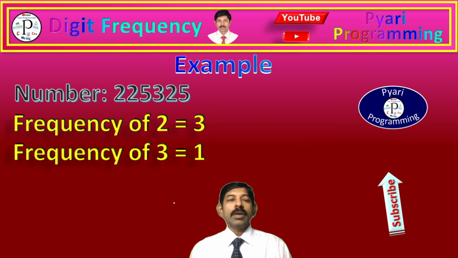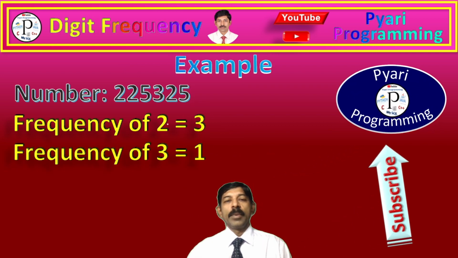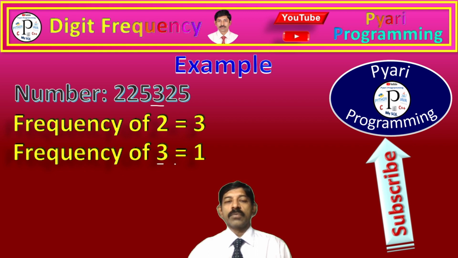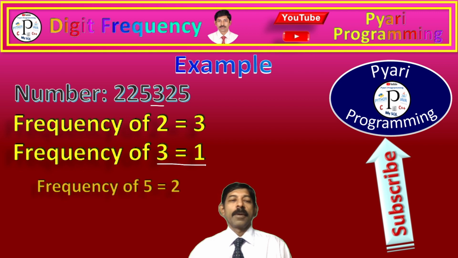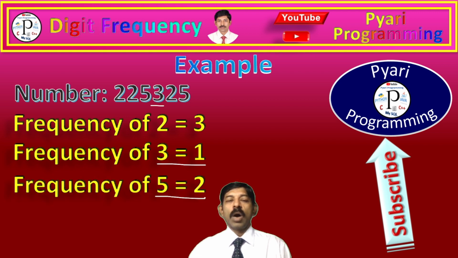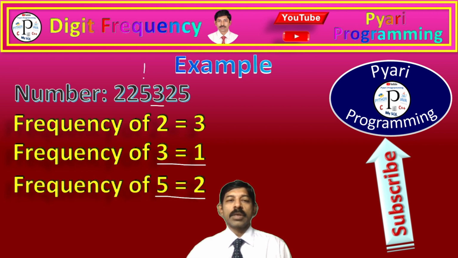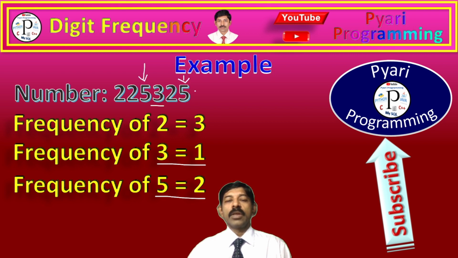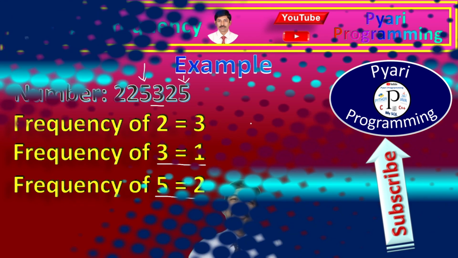Check the next one. Frequency of 3 is 1. How many times is it available? It is available only one time. So that's why frequency of 3 is 1. Next, frequency of 5 is 2. How many times is the 5 available? It is available one time, it is available two times. So that's why the frequency of 5 is 2.